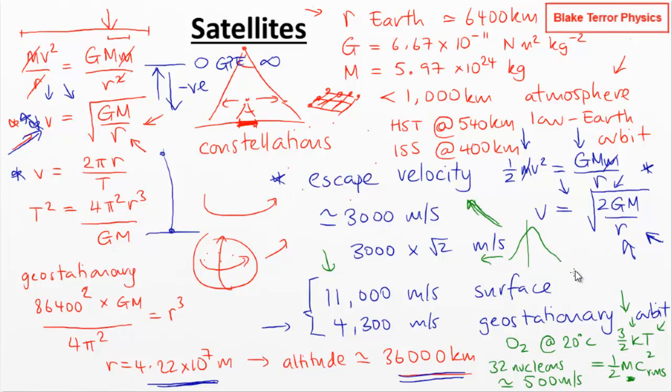Now, different if you've got helium. There isn't much helium in the atmosphere, and helium has only got 4 nucleons, so it's going to be going 8 times quicker. So we're now up to 4,000 meters per second, even when we're just at 20 degrees C. Now, this is getting closer to the 11,000 meters per second. When you get to a high energy tail, you're going to start getting helium which is achieving escape velocity.